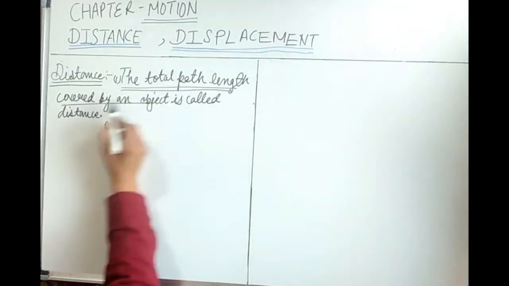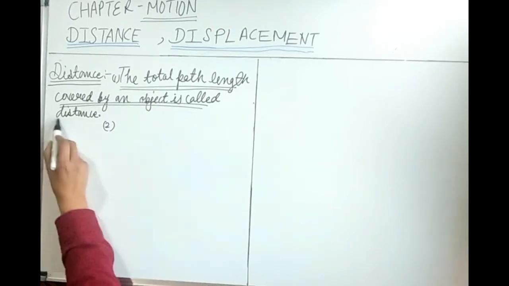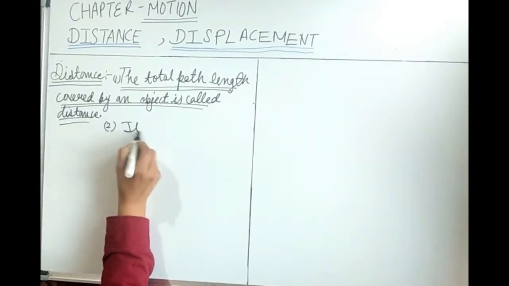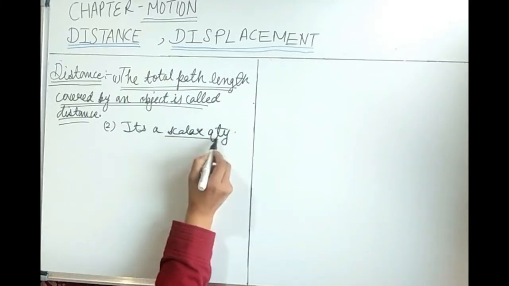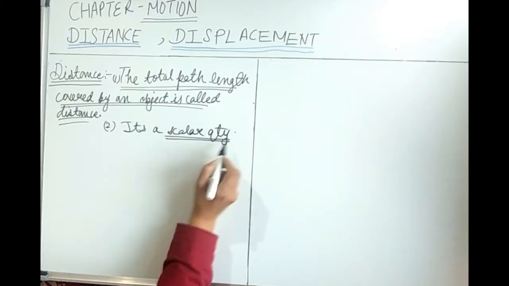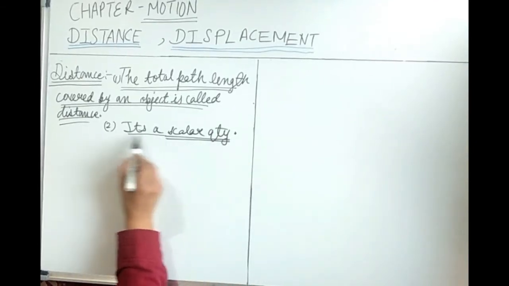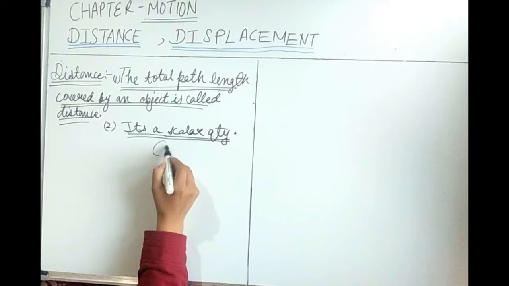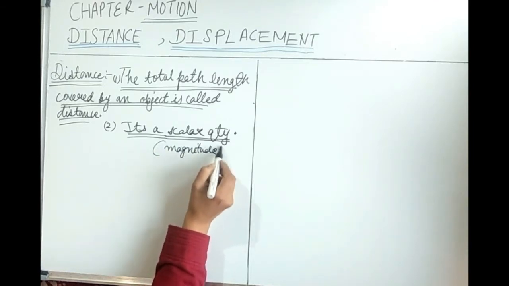The total path length covered by an object is called distance. It's a scalar quantity. We have discussed in our previous class what is scalar quantity. So here you should know that scalar quantity means magnitude only. We are not interested in direction.